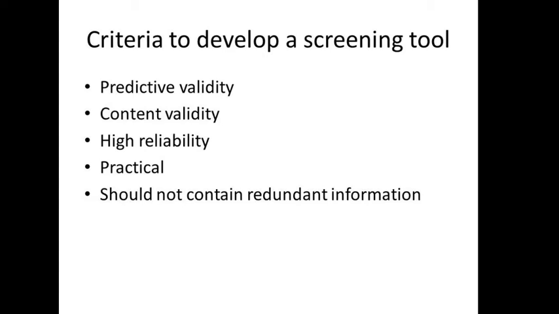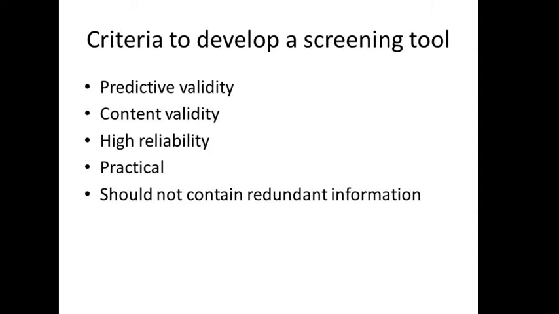And what are the criteria to develop a good screening tool? A good screening tool should have predictive validity. Predictive validity means it should predict the actual condition or the actual risk a person is having. And content validity means the screening tool must contain all the contents which are relevant to the population. Say, for example, when you are screening adults, then it should contain the relevant contents which suit the population category.